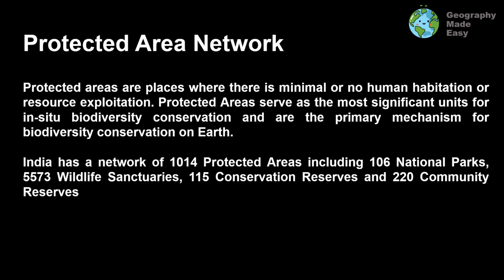Next, we have a concept called the protected area network. Protected areas are those places where there is minimum or no human habitation or resource exploitation for the protection of the biodiversity in that area. India currently has 1015 protected areas with 106 national parks, 573 wildlife sanctuaries, 115 conservation reserves, and 220 community reserves. Together they form the protected area network.